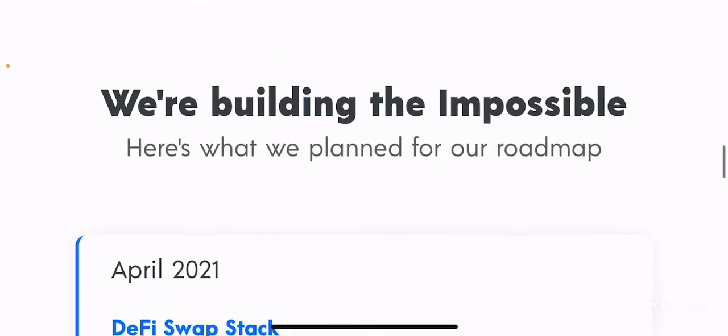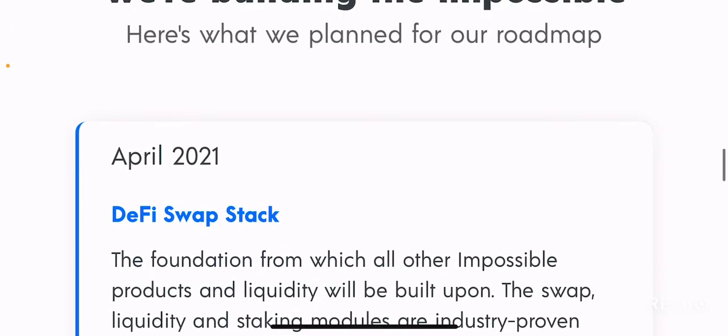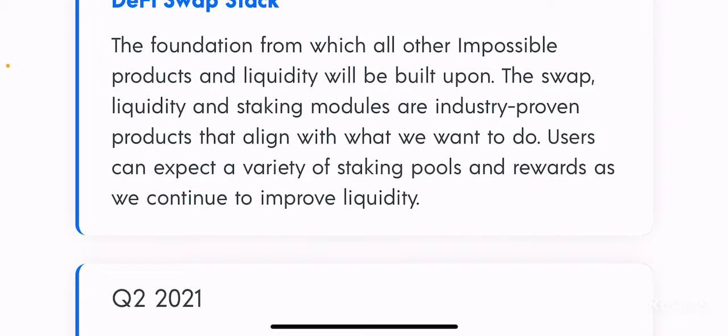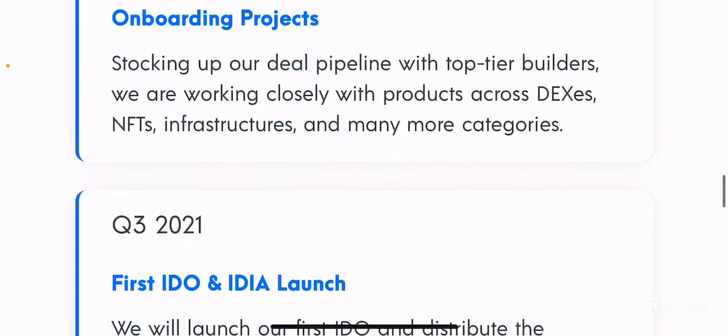We are building the impossible. Here's what we planned for our roadmap. So every project will have to have a roadmap so that you can understand what their short-term and long-term visions are. And similar to other projects, they have a very good roadmap. If you see, they have roadmap information all the way from April 2021. But since we are in Q3, I'm going to skip through to Q3.